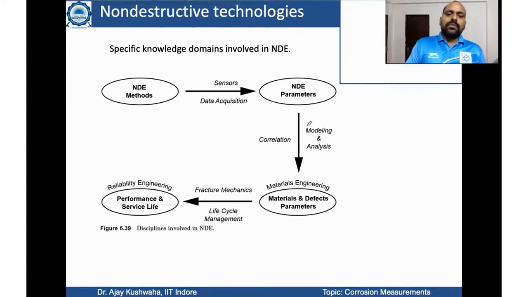And then this should be correlated with the material engineering: what kind of material is there, what kind of defect parameters are there, and what the material synthesis protocol was. Based on these, for the material, whatever its fracture mechanism, life cycle, and ion management, if we get this data, then the overall correlation needs to be established, and reliability engineering also needs to be assessed, along with performance and service life. Whatever the ups and downs or changes in the service conditions need to be understood. If we can get all these parameters, then we can have an idea about the corrosion assessment.